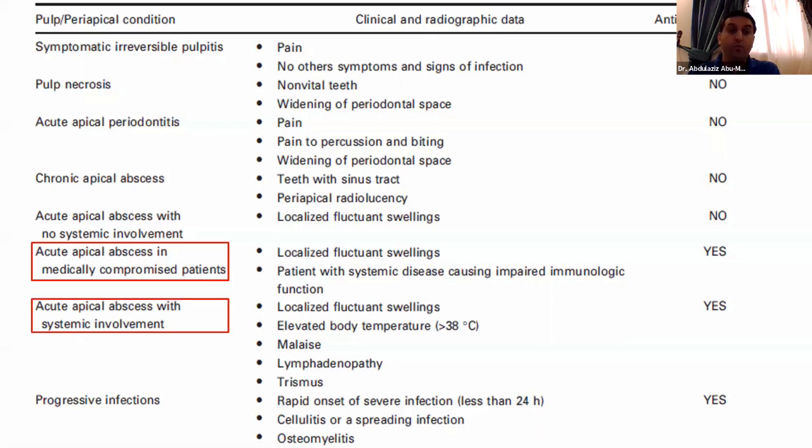So the only time you would go with the antibiotics is in these three categories: the acute apical abscess in a medically compromised patient, the acute apical abscess with systemic involvement, that will have fever, malaise, or anything, and progressive infection. The patient comes to you and he started to have a swelling. Anything before that, symptomatic irreversible pulpitis or a necrosis or apical periodontitis, you don't need any antibiotics.